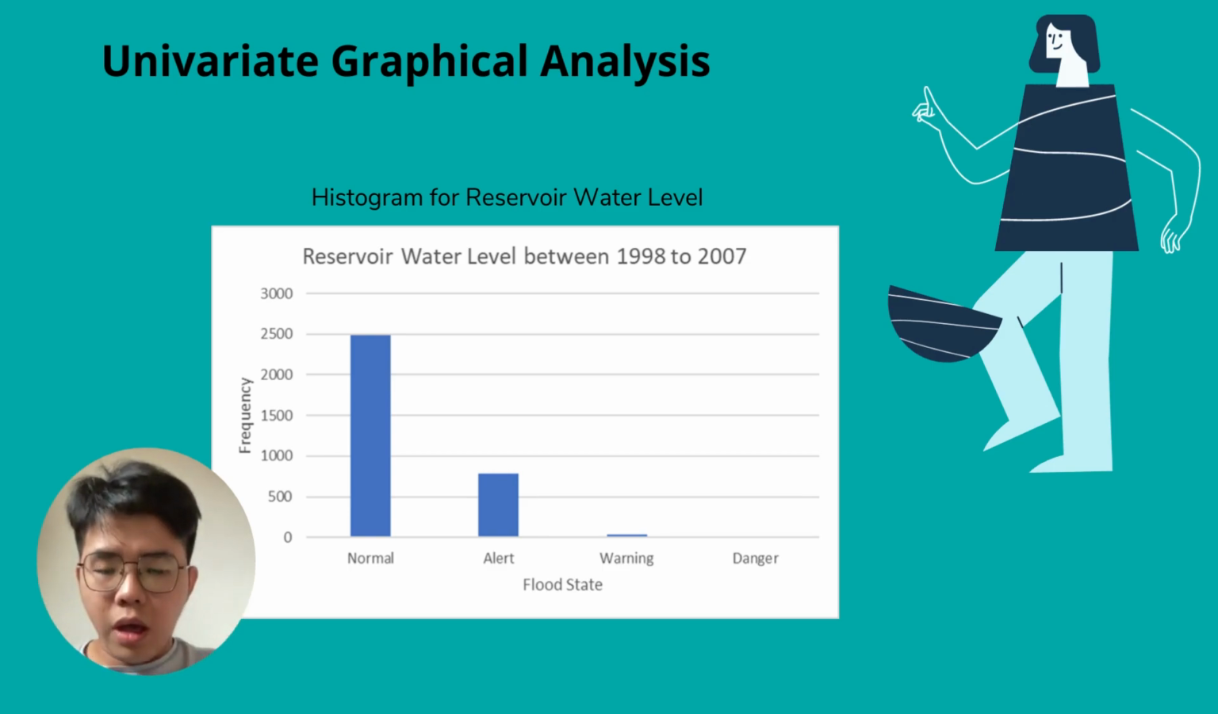So I'm going to explain about a univariate graphical analysis, and this is the histogram for reservoir water level between 1998 to 2007. So for the x-axis, we use flood state, which are normal state, alert state, warning state, and danger state. And for the y-axis, we use frequency.